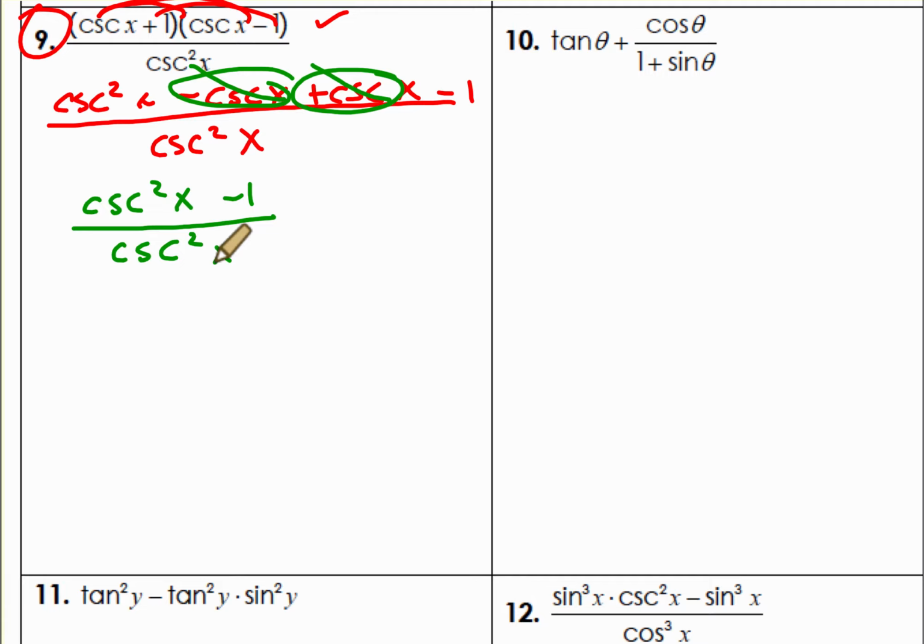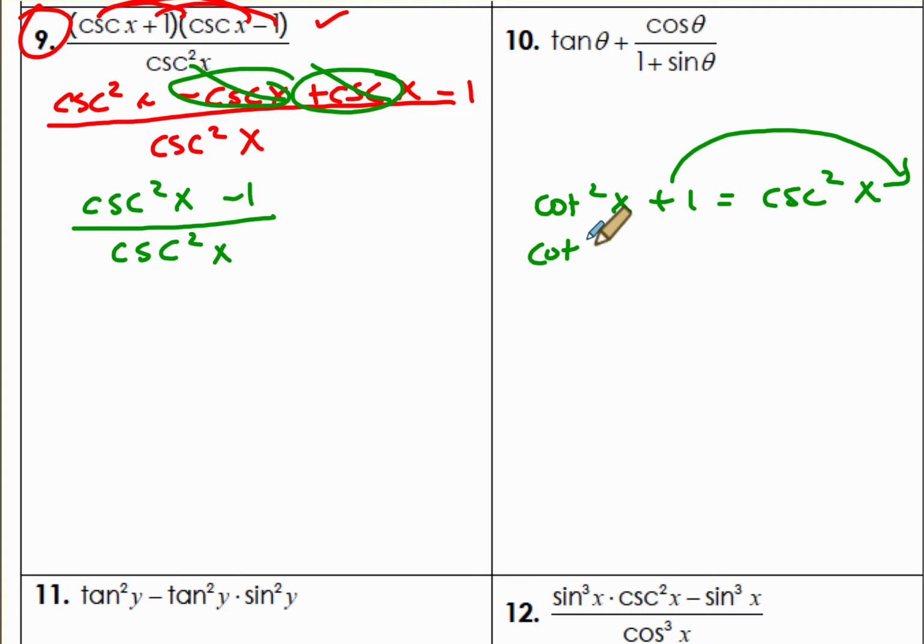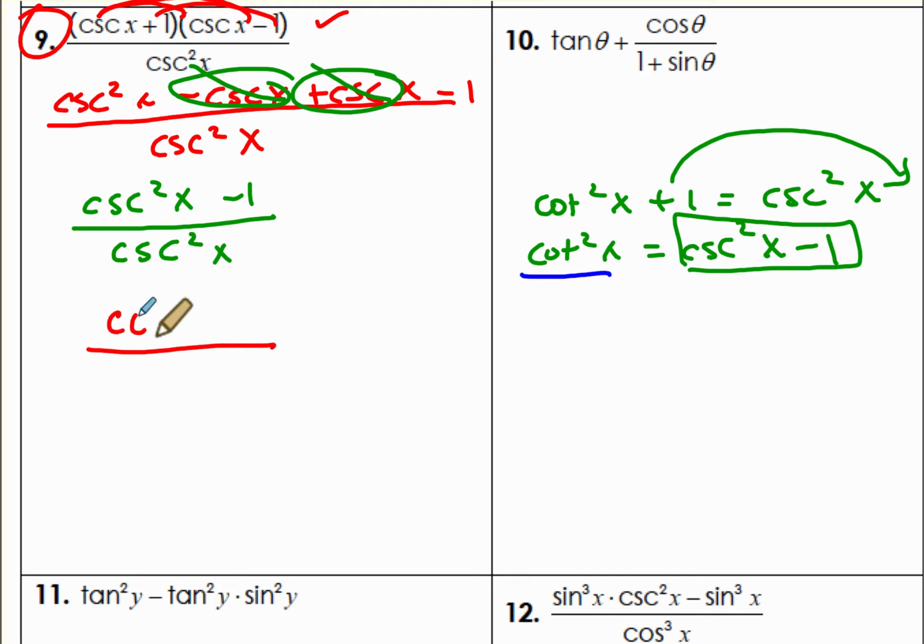And I know that cosecant squared reminds me of a Pythagorean identity that says the square of the cotangent of an angle plus 1 is equal to the square of the cosecant of that angle. If I solve this so that I get cosecant squared minus 1, I get that cotangent squared of x is the same as the square of the cosecant minus 1. So that means I can replace that expression with this expression. I'm going to replace that cosecant squared minus 1 with cotangent squared, and now I have this.